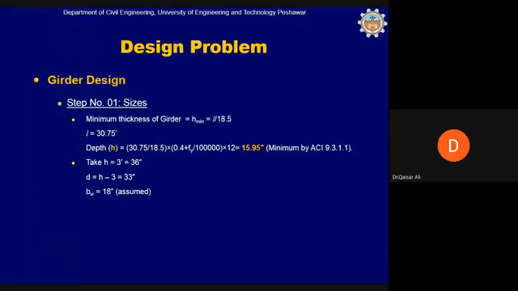Why? Because we are expecting that there will be more reinforcement in the girder, because the girder is supporting two intermediate beams. So in order to accommodate the amount of reinforcement that we are expecting, we should provide a wider girder, in order to easily accommodate all the reinforcement. So an 18-inch by 36-inch girder has been finally chosen for this design.